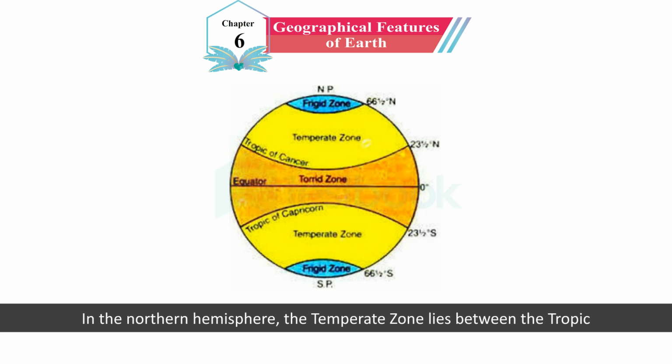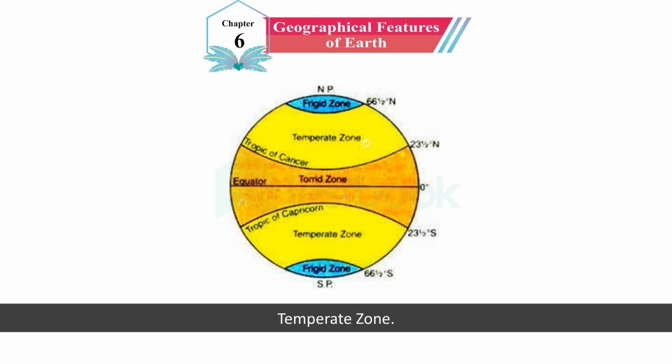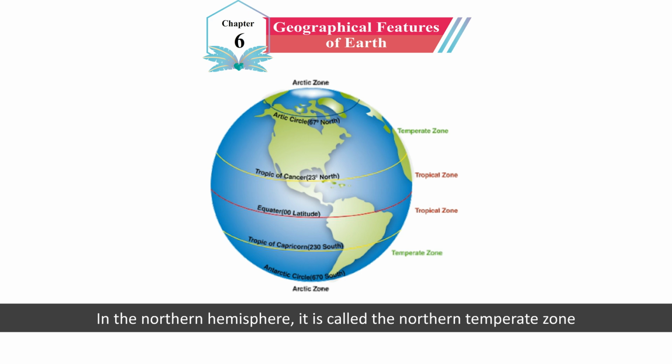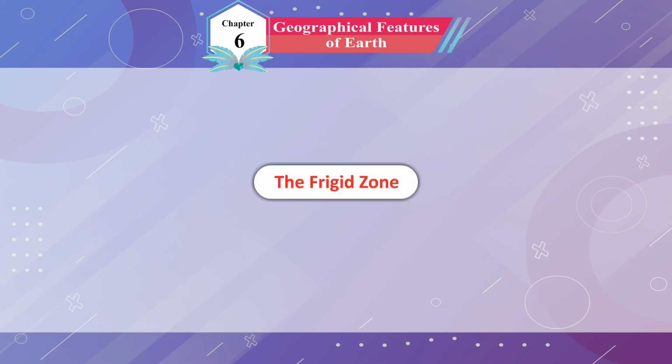Temperate zone. In the northern hemisphere, the temperate zone lies between the Tropic of Cancer and the Arctic Circle. In the southern hemisphere, the area between the Tropic of Capricorn and the Antarctic Circle is called the temperate zone. The temperature in this zone remains mild throughout the year. It is neither too hot nor too cold. In the northern hemisphere, it is called the northern temperate zone, and in the southern hemisphere, it is called the southern temperate zone.